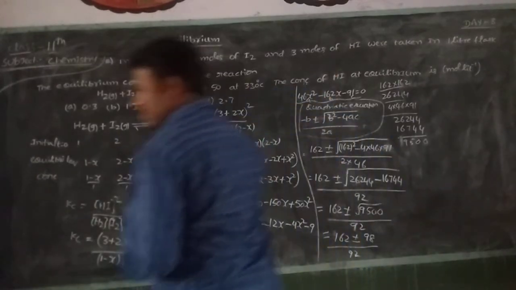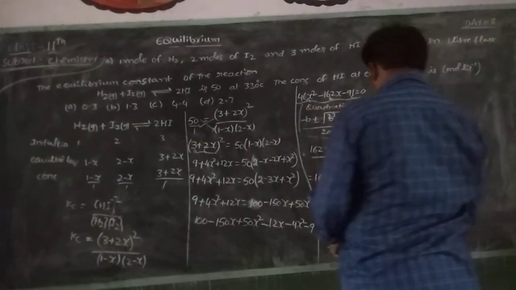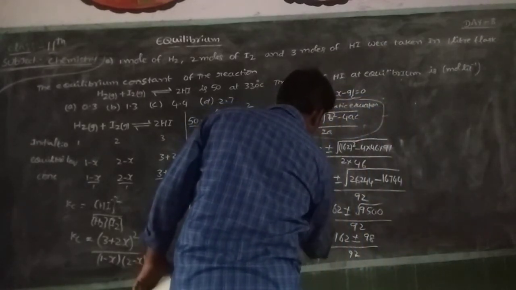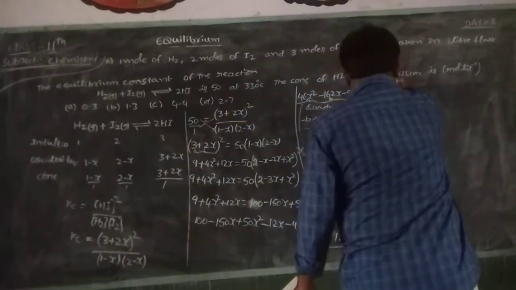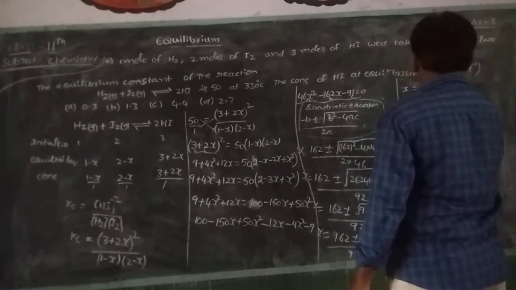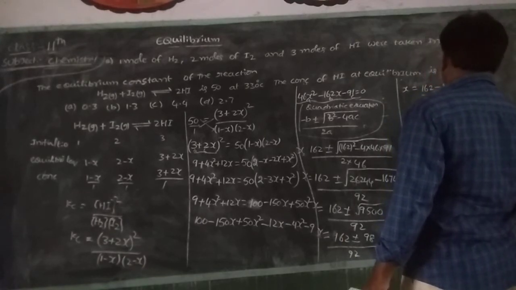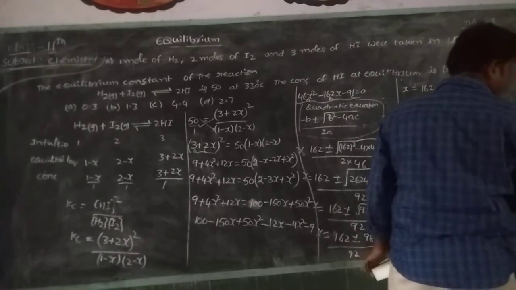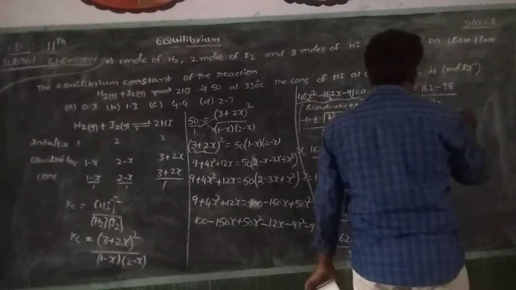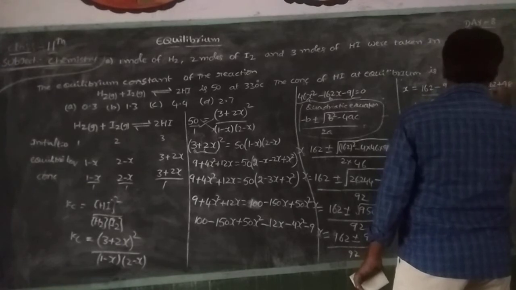Okay, another one, we have to calculate the x value. Suppose x is equal to 162 plus or minus 98 by 92. X is equal to, that means x is equal to 0.69, and suppose x is equal to 162 minus or plus 98 by 92.